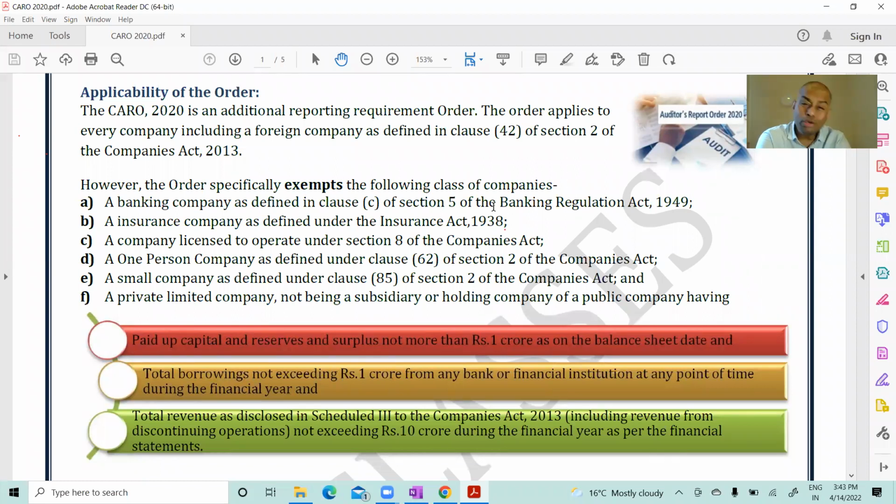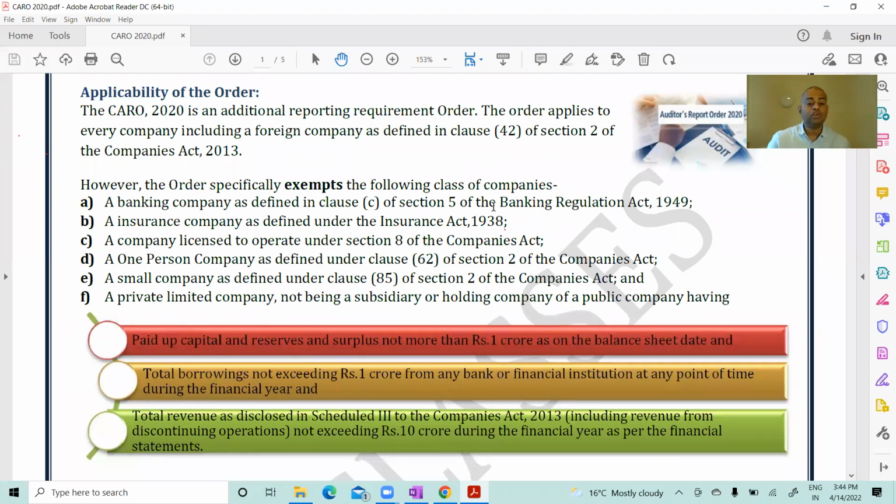Yes. Do you think CARO is applicable to a banking company? For example, ICICI Bank Limited. ICICI Bank Limited is a banking company, right? So do you think the ICICI Bank auditor has to fill the CARO questionnaire answers? No. For them, another questionnaire is there. Another thing they need to submit to the regulatory authority, RBI, is the LFAR. So for banking companies, CARO is not applicable.